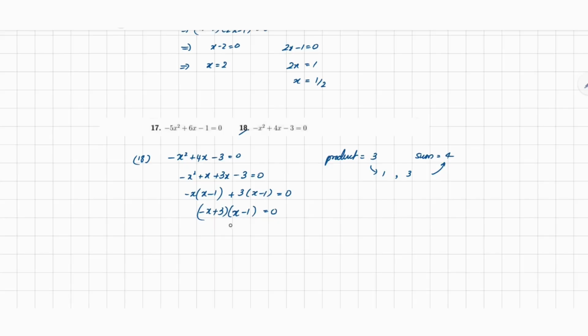We can equate each of the factors to 0 and we get minus x plus 3 equals 0 and x minus 1 equals 0. In this equation, we can subtract 3 from both sides. So we have minus x equals minus 3. And we can divide the whole equation by minus 1, which gives us x equals 3. Over here, we can add 1 to both sides and it gives us x equals 1. And these are the roots of our question.